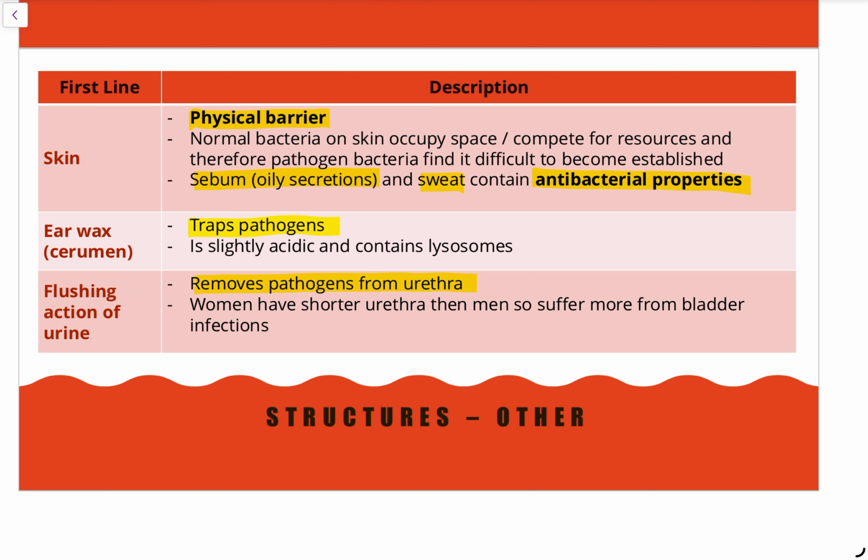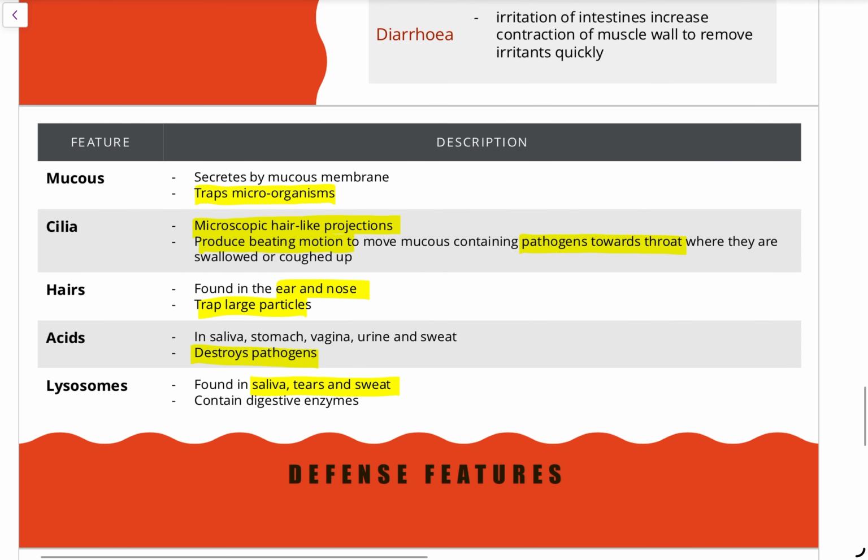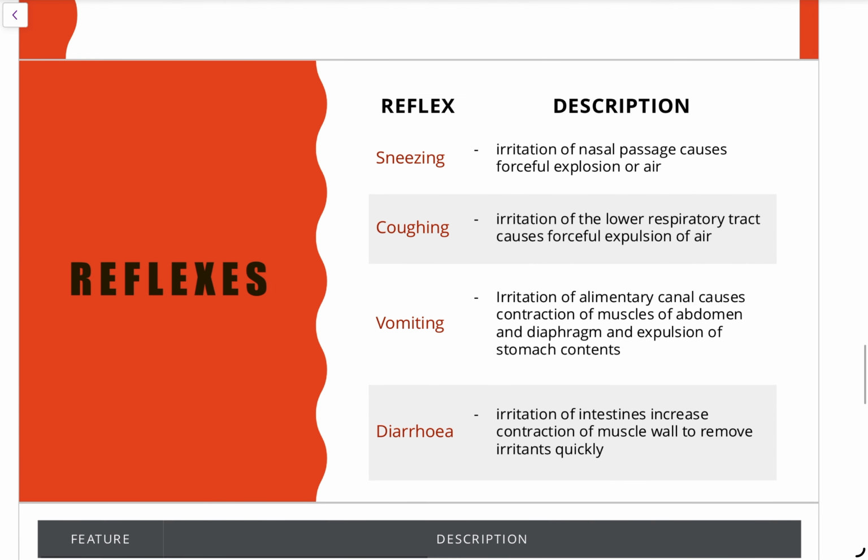So this is our first line of defense. We need to know these three large-scale features. We need to know these finer features. And finally, we need to know these reflexes as well: sneezing, coughing, vomiting, diarrhea.